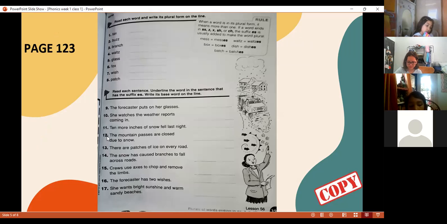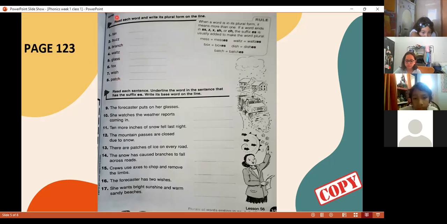It's a book, class. Here we have the same rules. Rule number 1 says, when a word and its plural form, it means more than one, as Lucia says, it's more than one. If a word ends in S, double S, Z, X, SH, or CH, the suffix ES is usually added to make the word plural, like mass, masses, waltz, waltzes. Page 123. Here you have the page number. Now we're going to attach the suffix, so we're going to write a plural for the words that we have from 1 to 8.